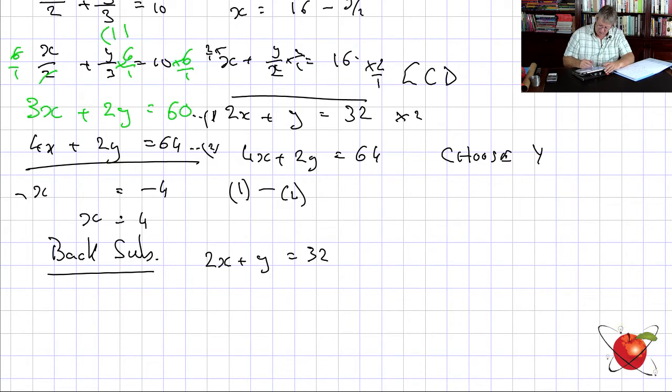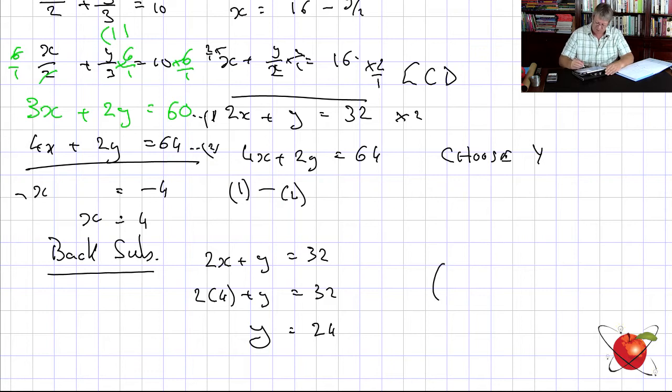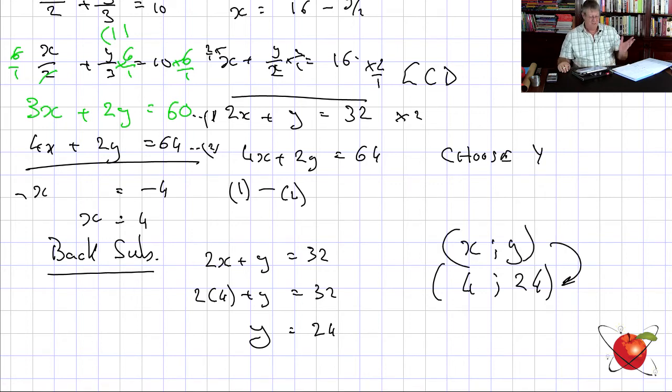So I say 2 times 4 plus y equals 32. And we solve for y. 8 goes the other way. Y is equal to 24. Therefore, coordinates are 4 and 24. Why? Because they are x's and y's. Okay. That's what we do with those. So we've got the fractions, okay?